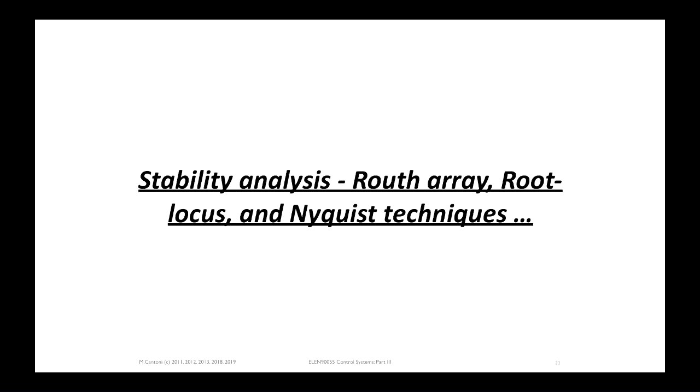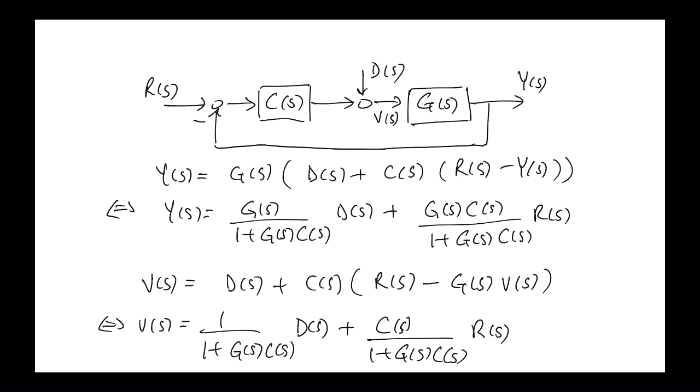Okay, good morning everyone. So today we're just going to continue looking at stability analysis for feedback control systems. Just to remind us of what we're doing, we're looking at a feedback control system. So there's the feedback path. We've got a nominal transfer function model for the plant.